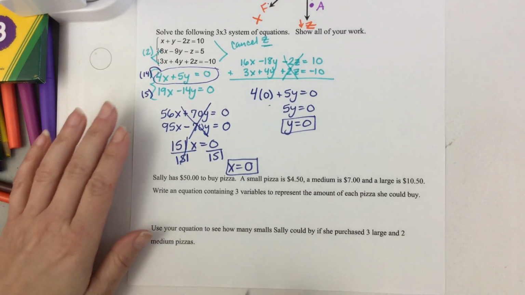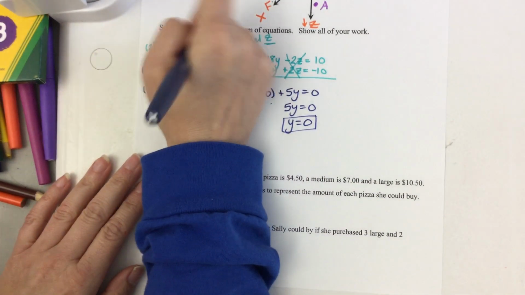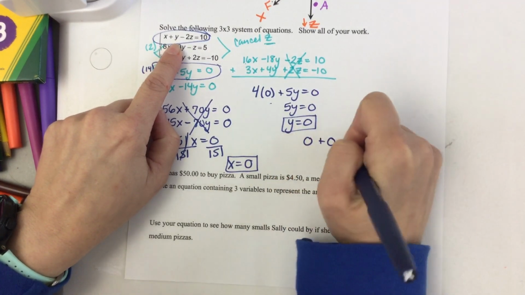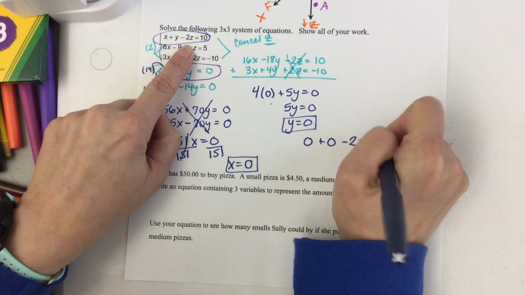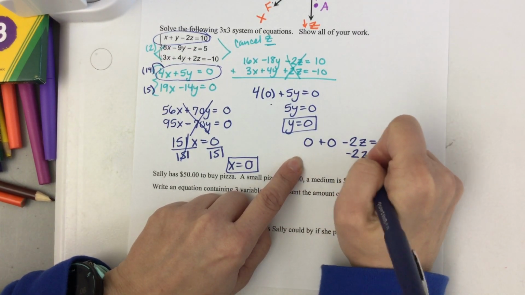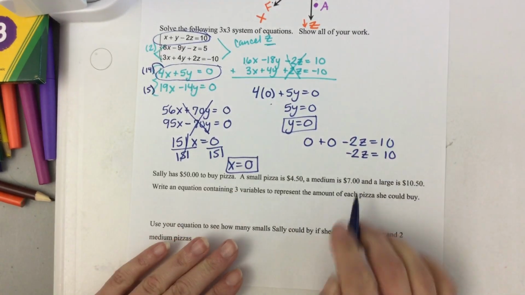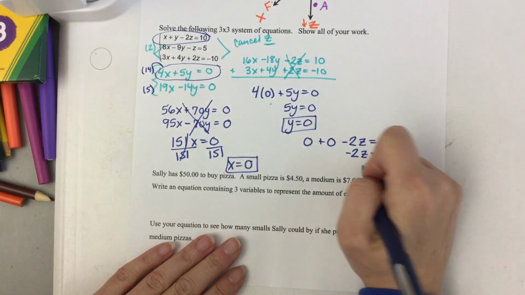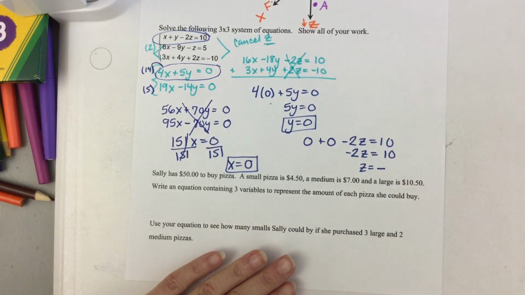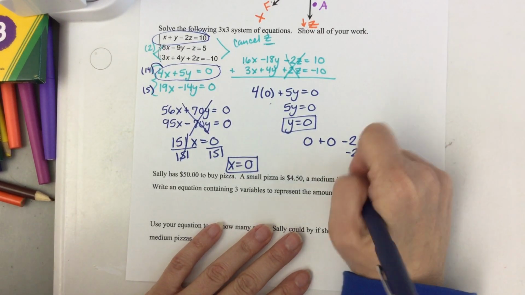Holy smokes. Now I know 2 variables, so you go to an equation that has 3. X is 0 plus y is 0 minus 2 times z equals 10. Well, these are both 0, so it's really negative 2z equals 10. If I divide both sides by a negative 2, positive divided by a negative is going to give me a negative. 10 divided by 2 is 5.